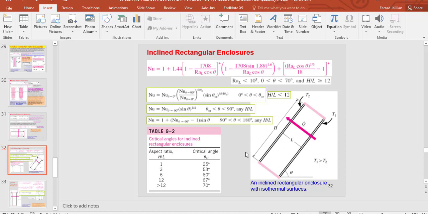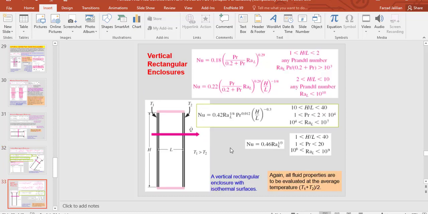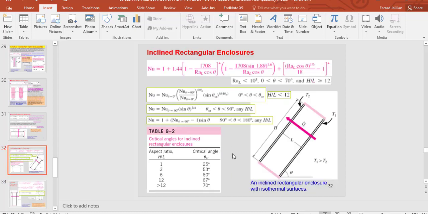And when this theta is between 90 and 180 degrees, for any aspect ratio, we can use this equation to find Nusselt number, which is also defined according to Nusselt number for vertical rectangular enclosure. We will see in the next slide how to find this Nusselt number for vertical. This is Nusselt number for vertical enclosure.